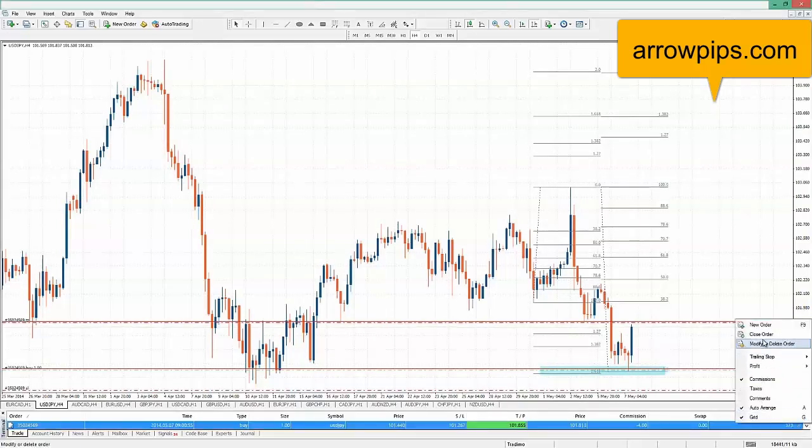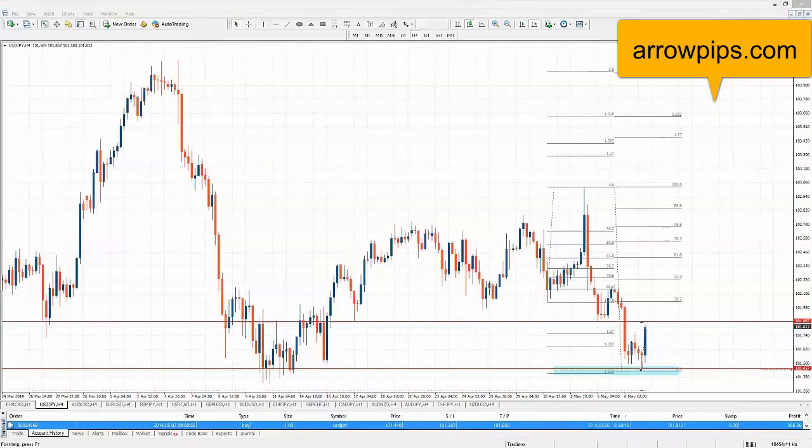Just starting to stall out a little bit here, so I've just taken my profits. It was just 37 pips, a nice little trade there into that key of resistance. We could get a pop up, but as I said, don't be greedy with counter trend trades.